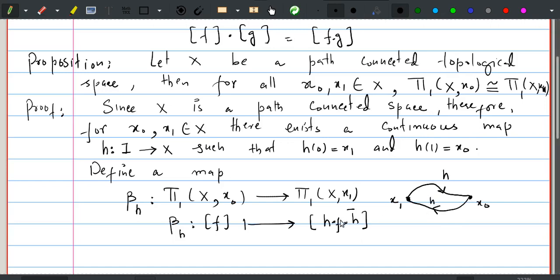Now what we first do is draw the map h, then we have a loop f here. Now f is in this group here, so f is a loop based at point x0. So it is like this. We first travel h, so we have traveled h here, then we travel f, and then we travel back h. So we get a loop based at x1. So this is here a loop based at x1, and this homotopy class is here. So this is a well defined map.